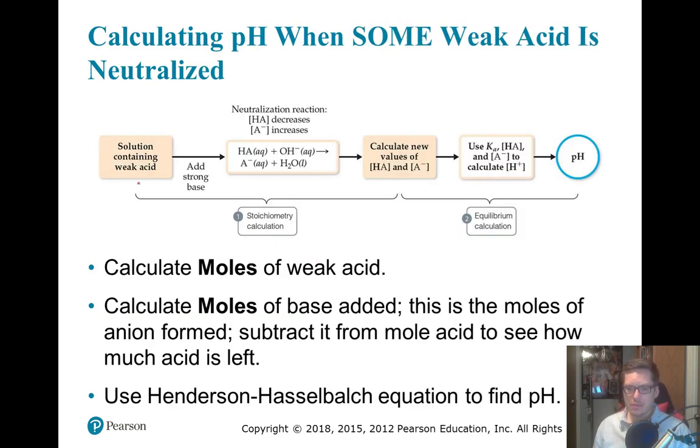So what does this look like? These are just your general steps. You've got a solution containing a weak acid, and you're adding a strong base. This is a neutralization reaction. You've got your weak acid with your strong base, and it's going to form your anion and your water. Once you get those, you can calculate your new values of HA and A minus at equilibrium, and then you can use your Ka to calculate it, or you can use the Henderson-Hasselbalch equation. That's how you would do it if you had only neutralized some of your weak acid. So this is really what is in the buffer region. These are your steps if you're trying to solve within the buffer region.